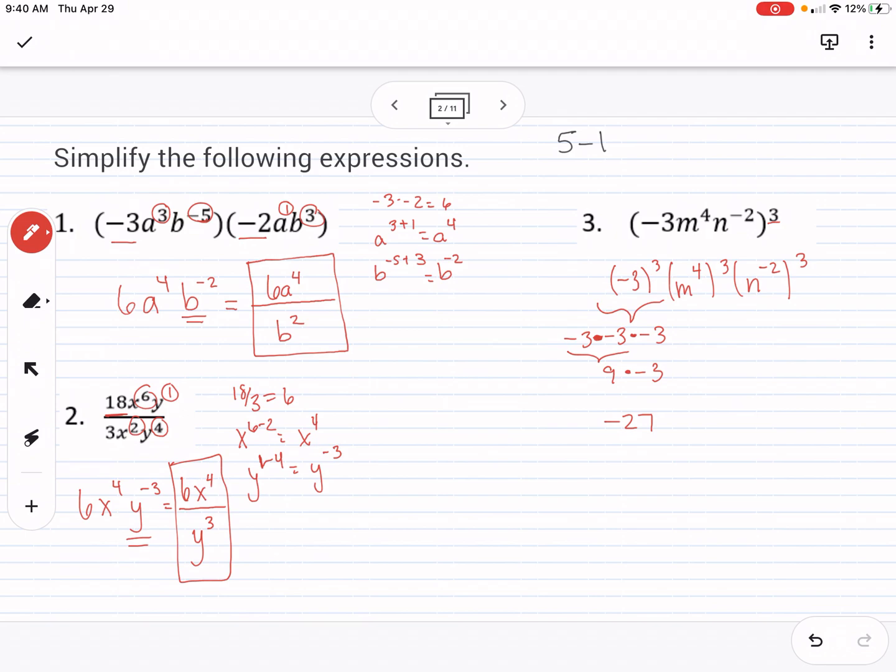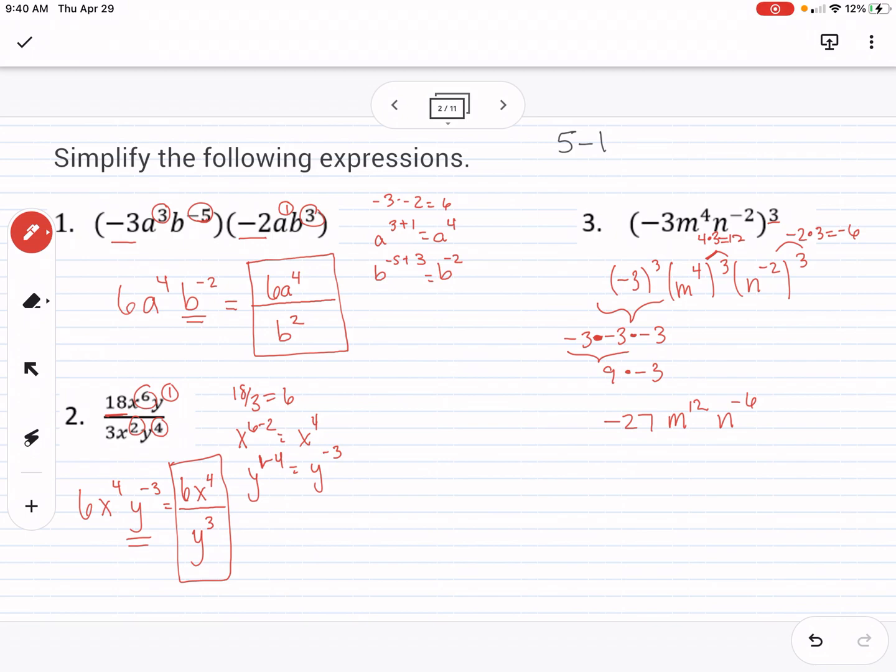Here, when you have a power of a power, you multiply your exponent. So 4 times 3 is 12. So that's going to become m to the 12. And for n, negative 2 times 3 is negative 6. So I get n to the negative 6.